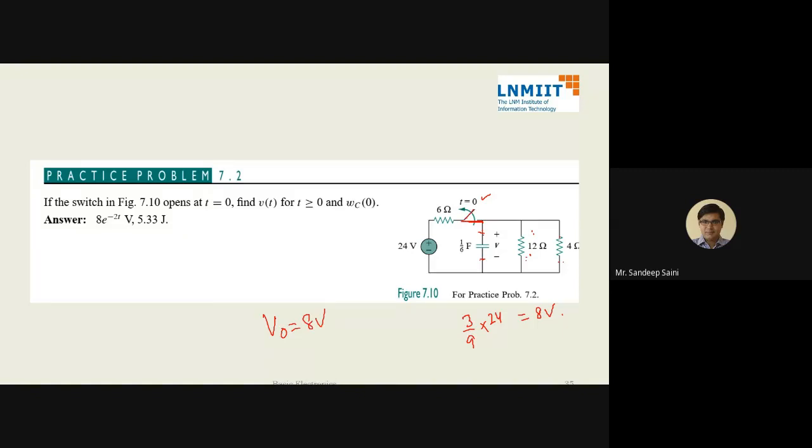After we open this circuit, these two are removed. Now this capacitor and this 3 ohm are in parallel. So R is 1 by 6, C is equal to 3. That means RC is 1 by 2. That means my equation is V naught e raised to power minus t by tau. So 8 e raised to power minus 2t.